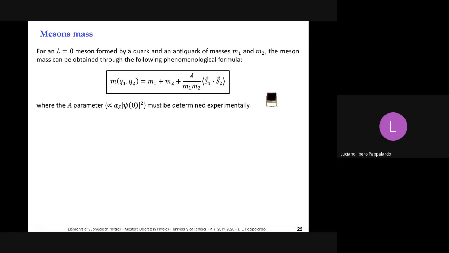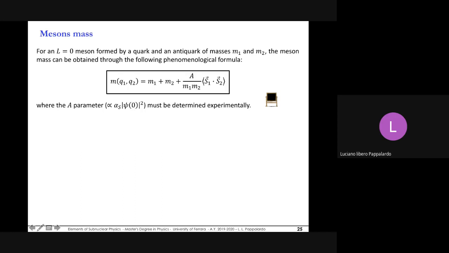Now, for an L equals 0 meson formed by a quark and antiquark of masses m1 and m2, the meson mass can be obtained through this phenomenological formula. So what we have here? We have the mass of the first quark, the mass of the antiquark, okay? And then we have this term here, where we have a constant parameter A, which has to be determined experimentally. There is no way to predict this, but you can fit your experimental data and get a value for A, which is essentially proportional to the alpha strong and the wave function, so the probability to find the quark and antiquark at 0 distance, okay? That is the place where the chromomagnetic effect is indeed relevant.